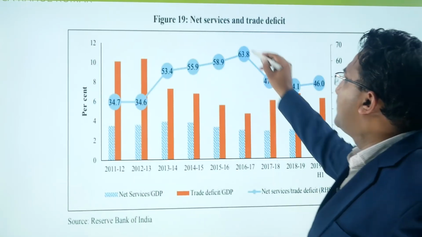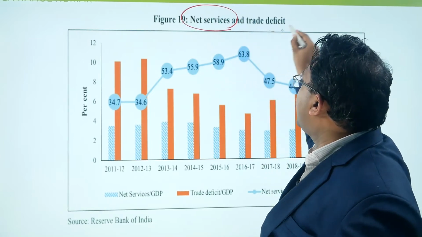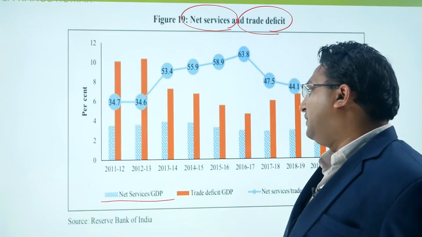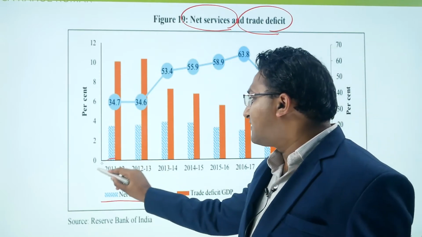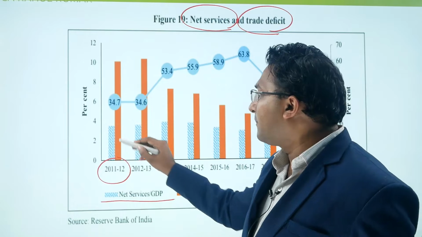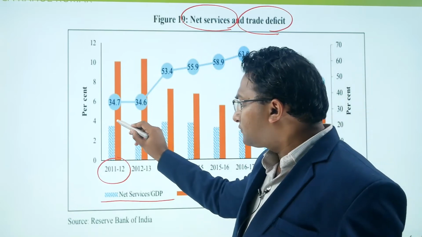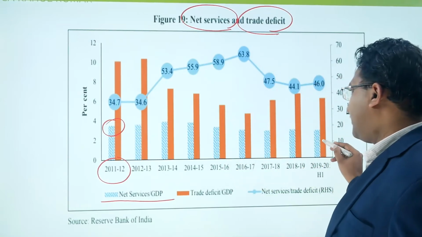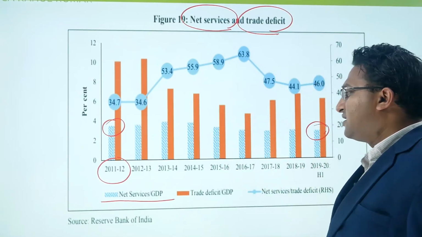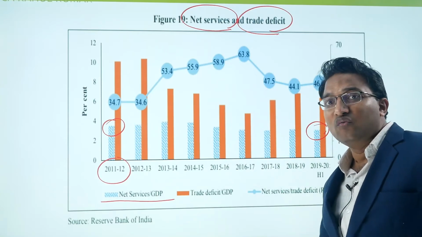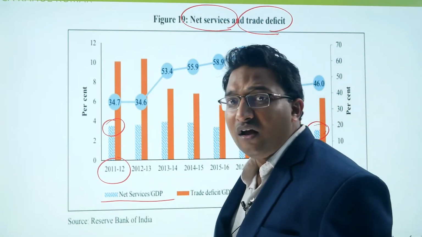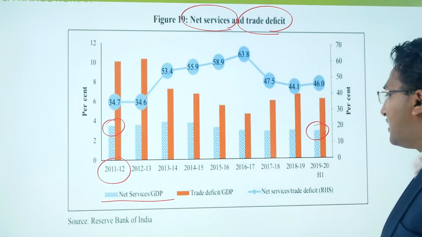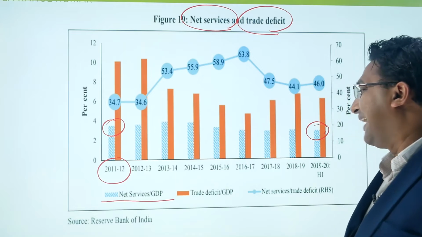Net services and trade deficit. So here you can see net services as a percentage of GDP. So in 11-12, net services as a percentage of GDP was approximately 3.5%, and now this is coming down. So net services as a percentage of GDP has come down, which is a cause of concern because India is one of the cheap service provider, but still the India's net services to GDP ratio is declining.